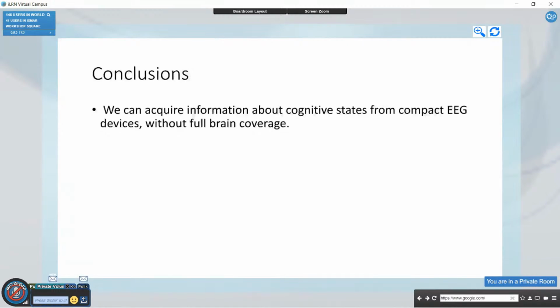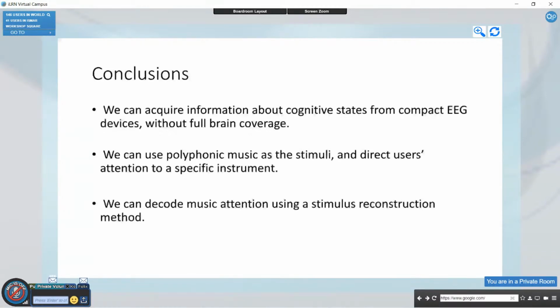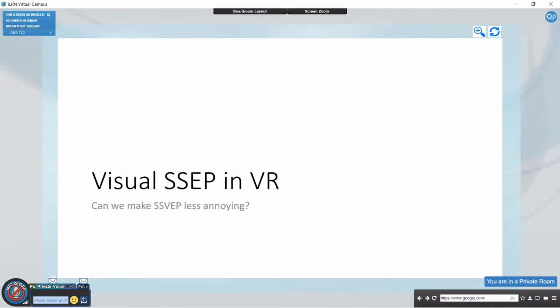So we can acquire information about cognitive states from compact EEG devices without the full brain coverage. And for certain kinds of stimuli, we can use polyphonic music as the stimuli, and direct users' attention to a specific instrument. And using a stimulus reconstruction method, we can decode the music attention. And this is work that's currently in submission.